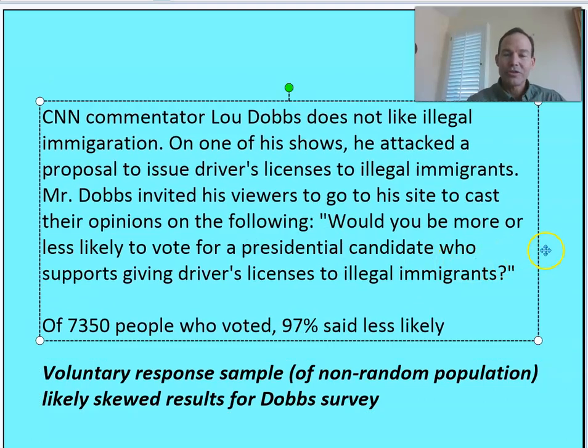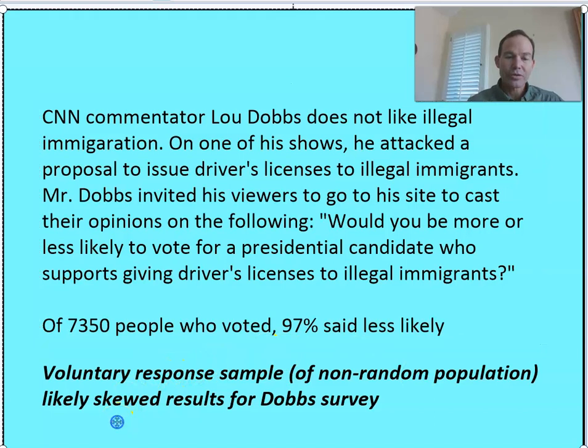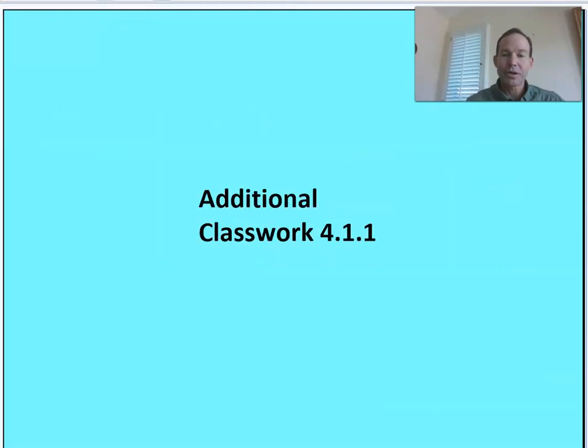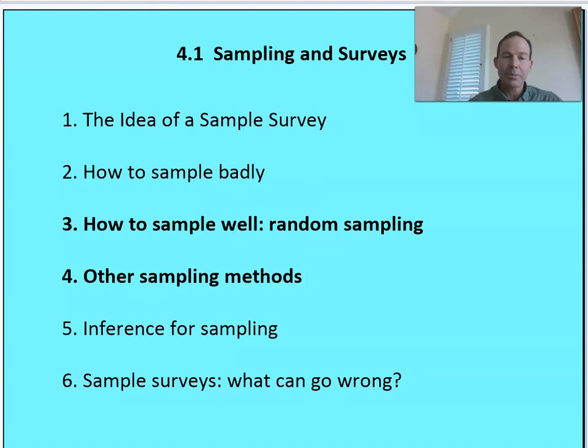So you have two issues going on. One is the people that you're sampling, and two is the method of the sampling. The second is with respect to what we just talked about, the voluntary response sampling, where you're getting people who are probably a little bit more agitated about the issue and then responding accordingly. So I would say that this number is relatively high for that particular response. Okay, so we're going to do this additional classwork in class. We're going to move on and talk about other sampling methods and how to sample well.